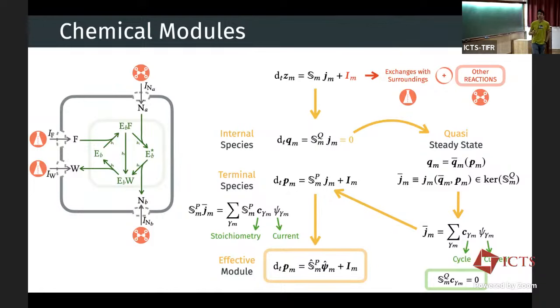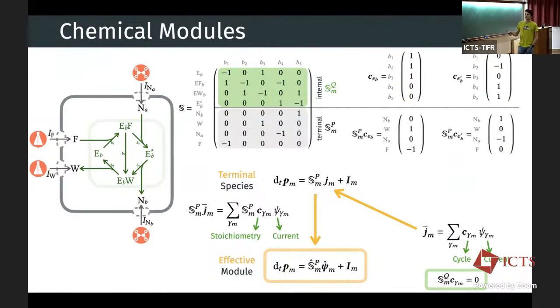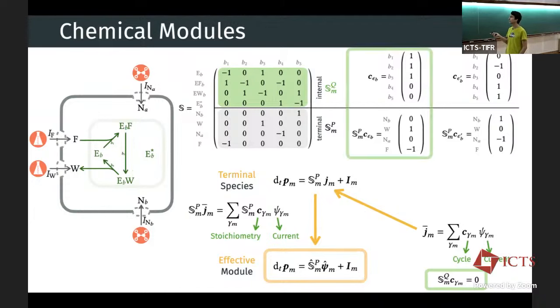Okay, so for the module here, this is the stoichiometric matrix, exactly the same as Massimiliano used during the previous classes. These are the two cycles. If you multiply each cycle by the sub-stoichiometric matrix of the terminal species, like yesterday Massimiliano was multiplying it by the sub-stoichiometric matrix of the exchange species, you get the stoichiometry of these two reactions. Let me show you the cycles again.